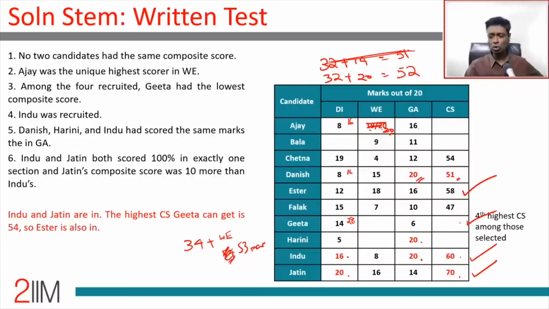Geeta has got the 4th highest CS scores among those selected. Esther is definitely in because higher than 14, higher than 15, higher than Geeta as far as composite scores are concerned. So Esther, Geeta, Indu and Jatin are the 4 candidates who get selected. And we do not know how much Geeta has scored. Maybe 19, taking her to a total of 53. Maybe not. We'll have to figure that out.